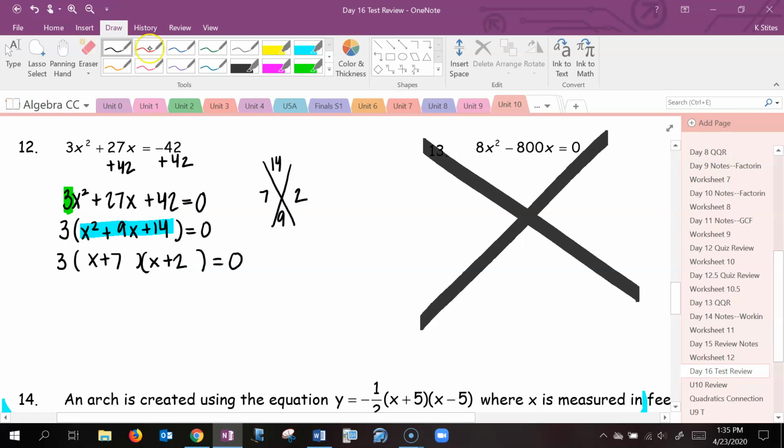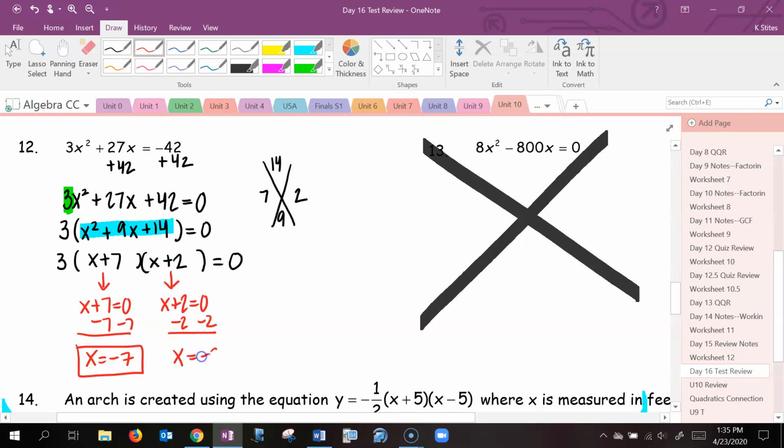And then we're going to solve. I'm setting these equal to 0. Since both of your factors were positive, both of your solutions will be negative. There you go. That is your QQR.